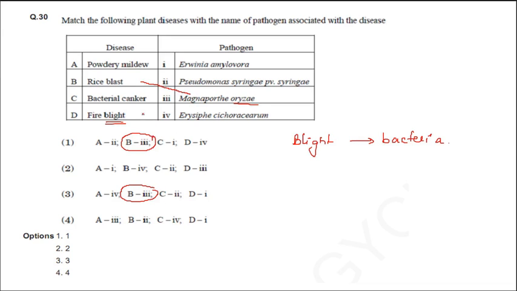Next, coming to bacterial canker. Canker disease is caused by Pseudomonas syringae pv. syringae, and this is present in C2. Fire blight is caused by Erwinia amylovora, and powdery mildew is caused by Erysiphe cichoracearum. Okay, this we have to remember. I'll make a short video on this for you all to remember the plant diseases.